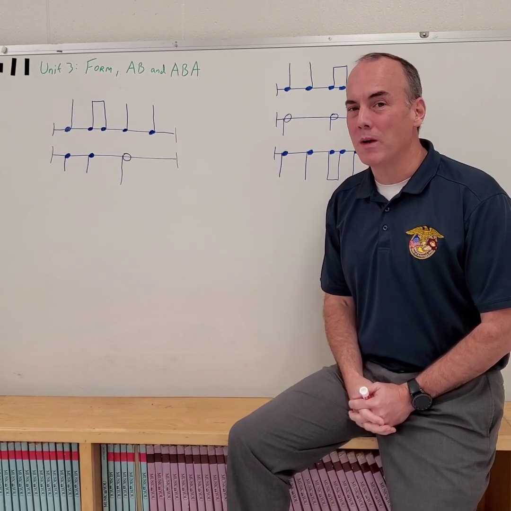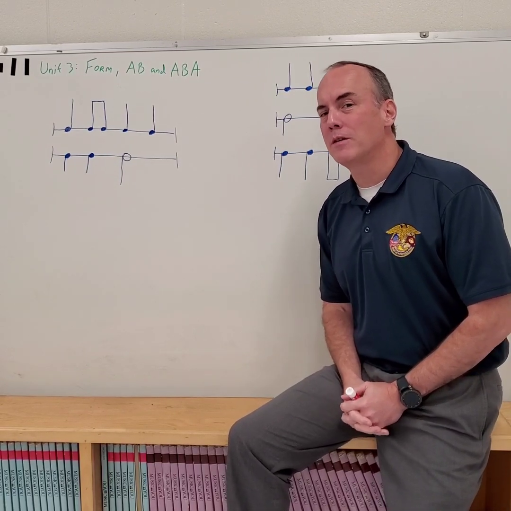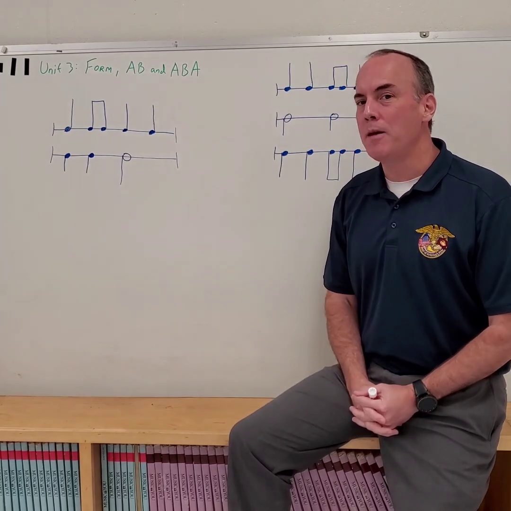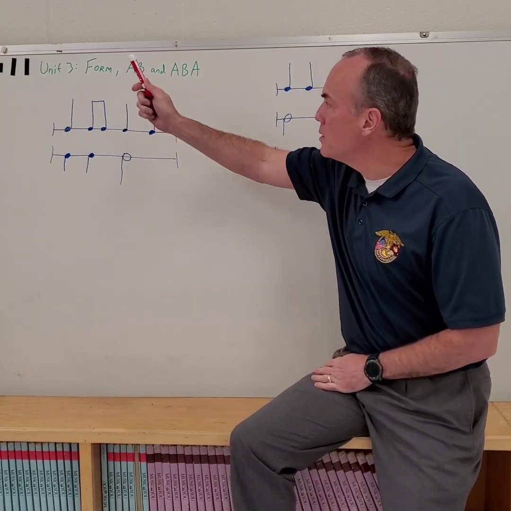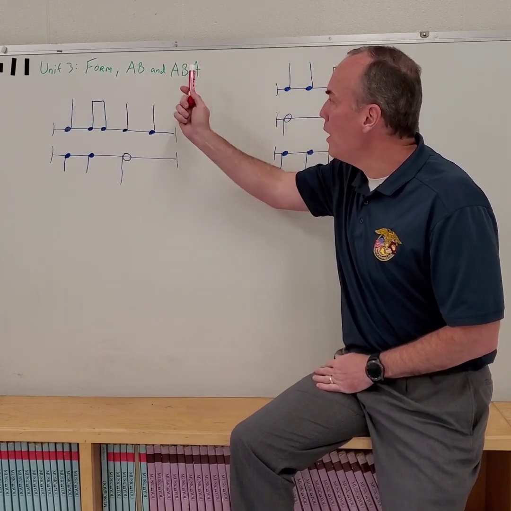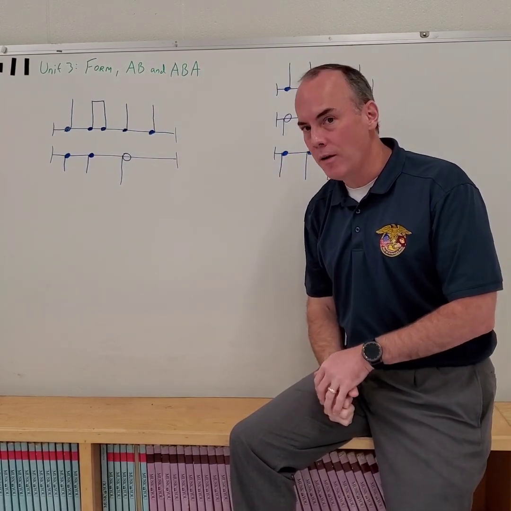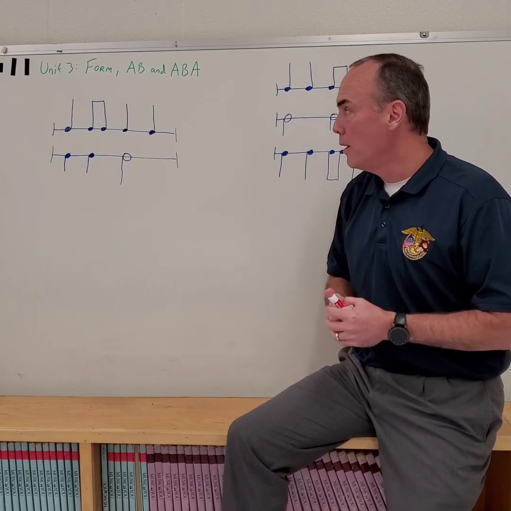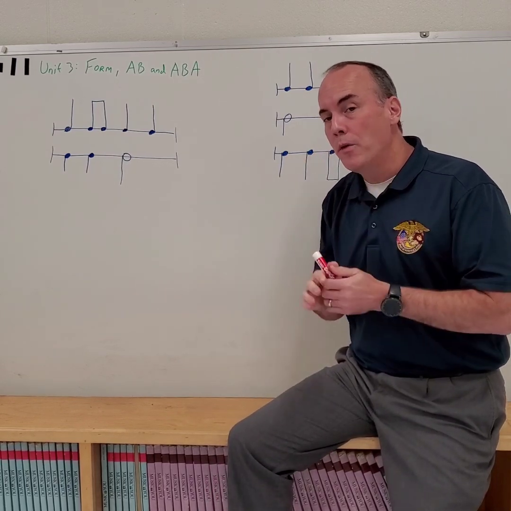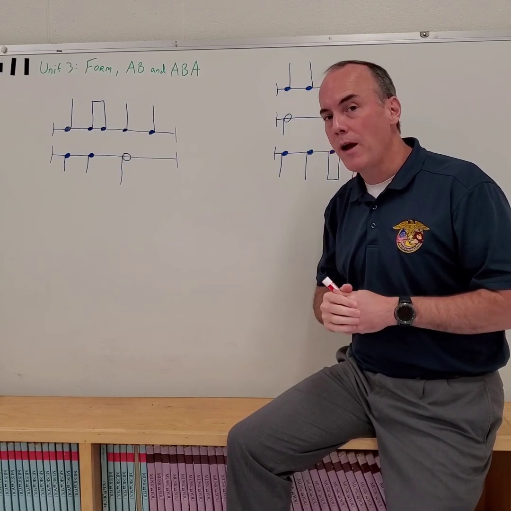Welcome to form. Today we're going to learn the AB and ABA forms. This is Unit 3. Form means the shape of music. AB is one and ABA is the other type of form that we have to know for second and third grade music, okay?